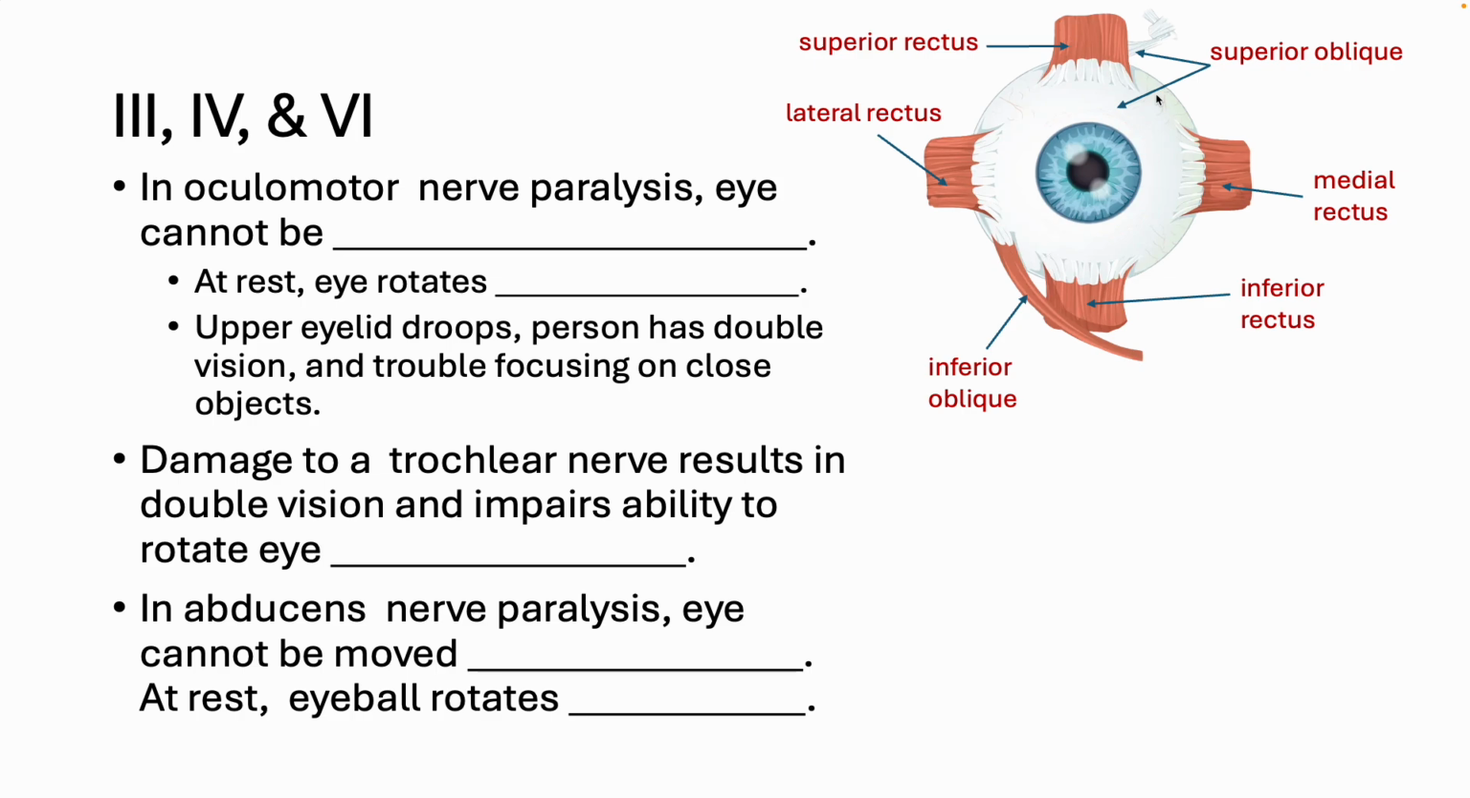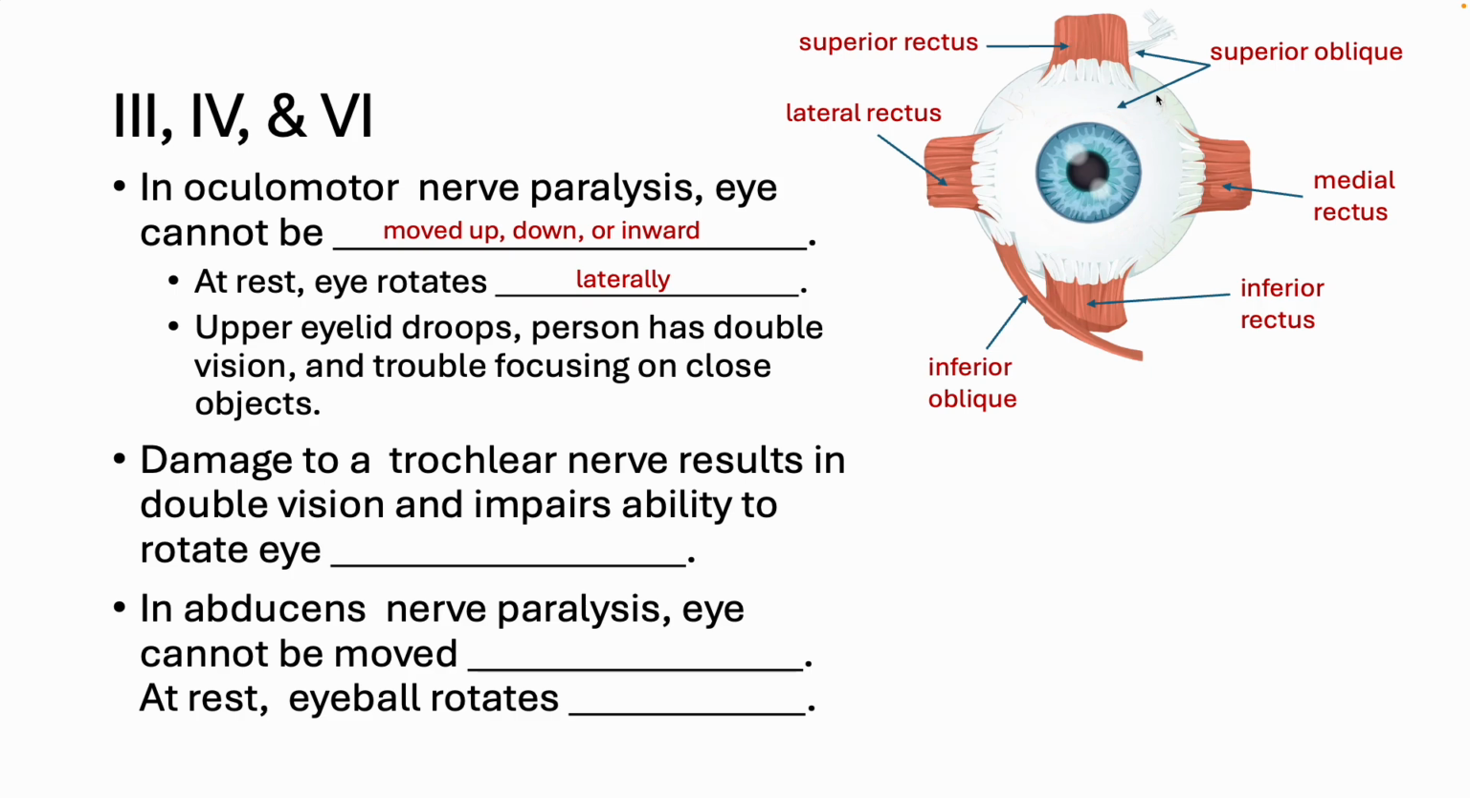3, 4, and 6, because they are going to be involved with movement, they are going to be related to one another. So if you have oculomotor nerve paralysis, eyes cannot be moved up, down, or inward. Thus, at rest, the eye will rotate laterally. The upper eyelid droops, the person has double vision and trouble focusing on close objects.